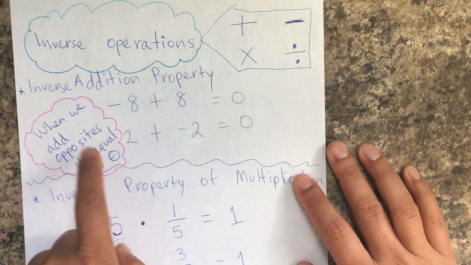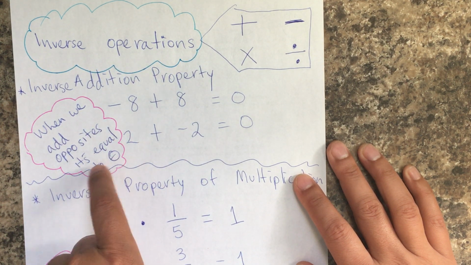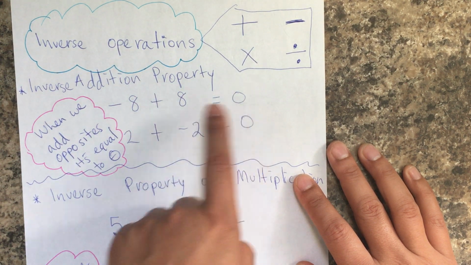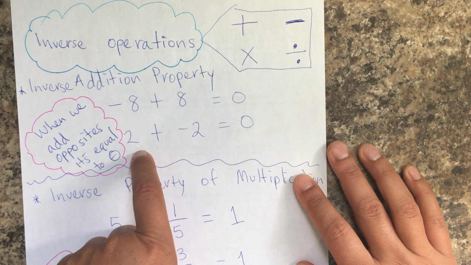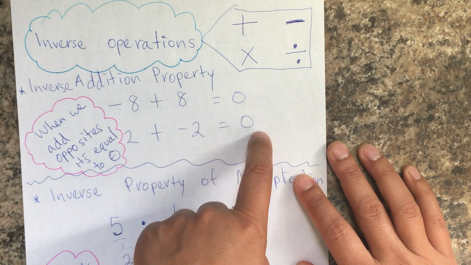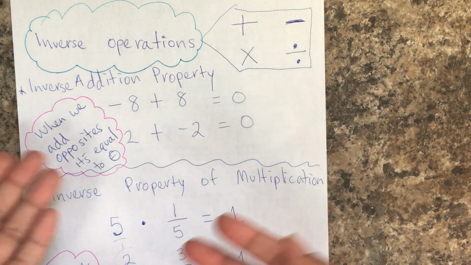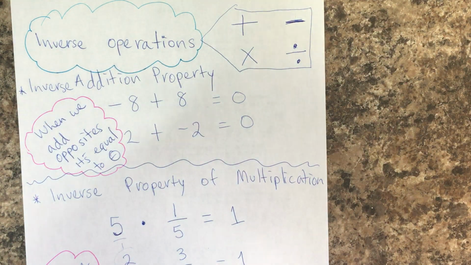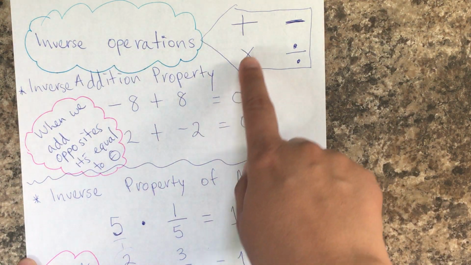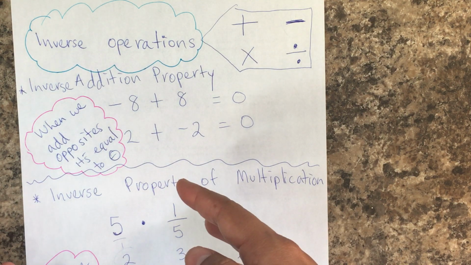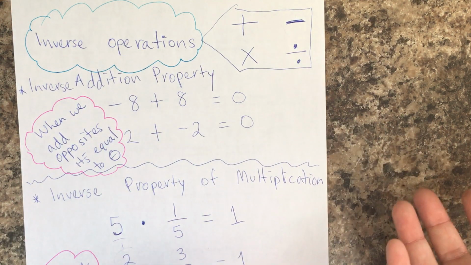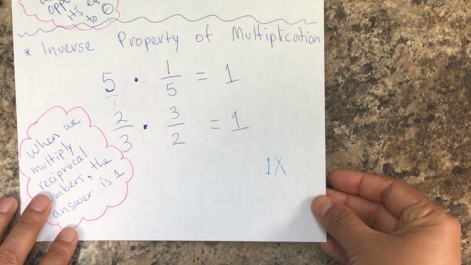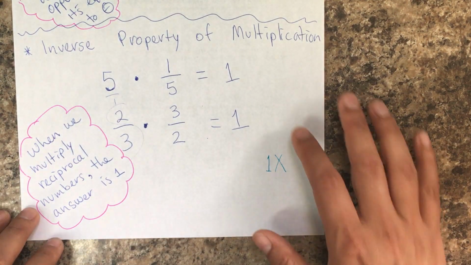It says when we add opposites, the answer is equal to 0. So if we add a -8 and a +8, the answer is 0. If we have +2 and -2, the answer is 0. Okay, you have $2, you owe $2, that means you end up with $0. So that's similar to when we add, then we subtract, and we cancel. That's how we work in equations.